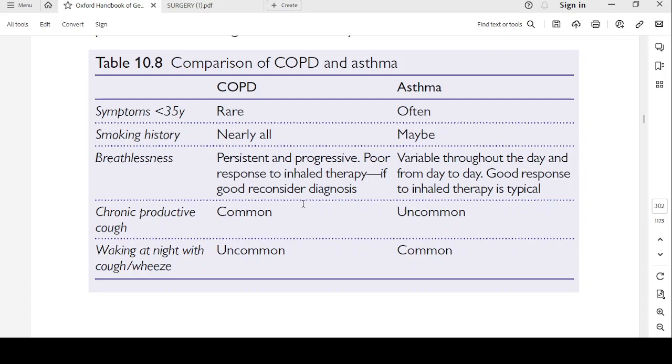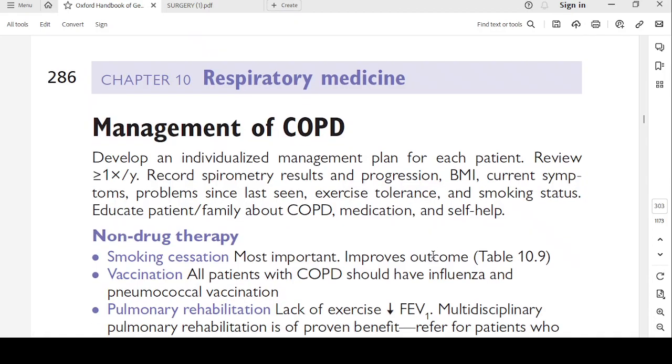If there is a good response, reconsider the diagnosis of COPD. In asthma, there is variable breathlessness throughout the day and from day to day. Good response to inhaled therapy is typical. Chronic productive cough is common in COPD, whereas it is uncommon in asthma. Waking at night with cough and wheeze is uncommon in COPD, whereas it is common in asthma.